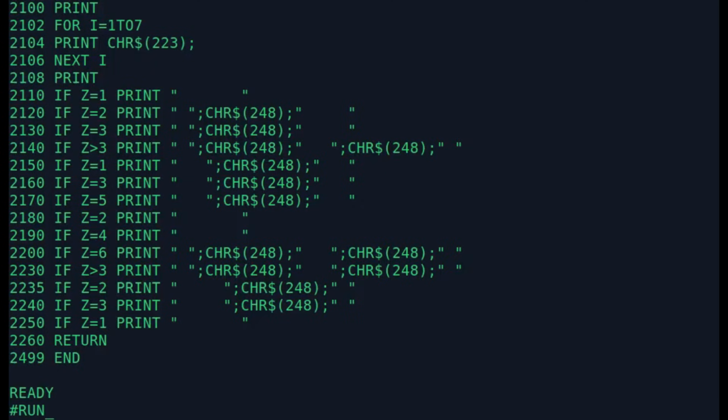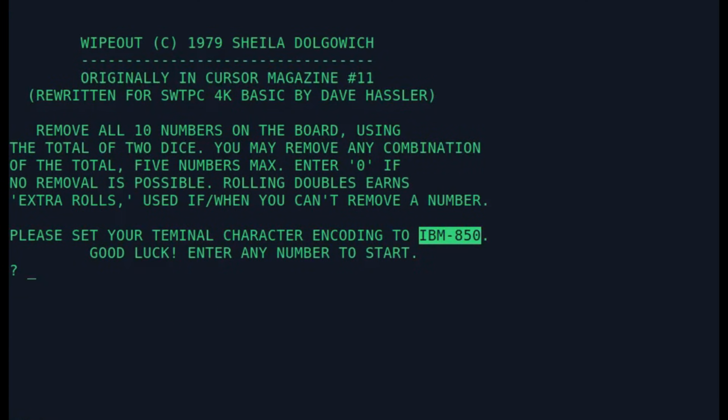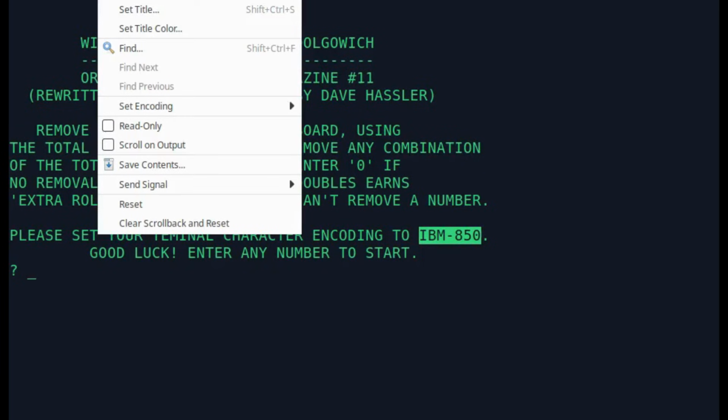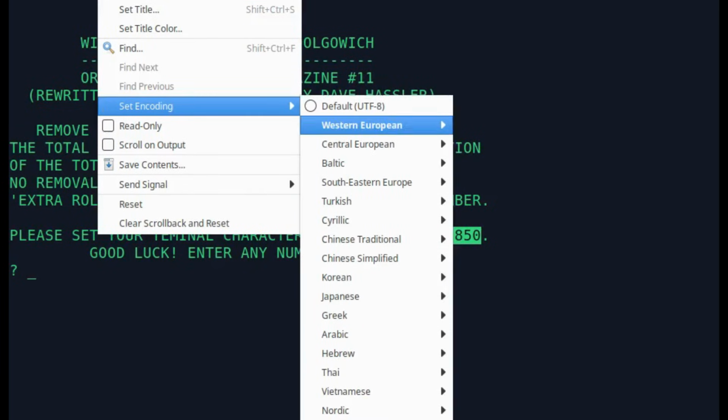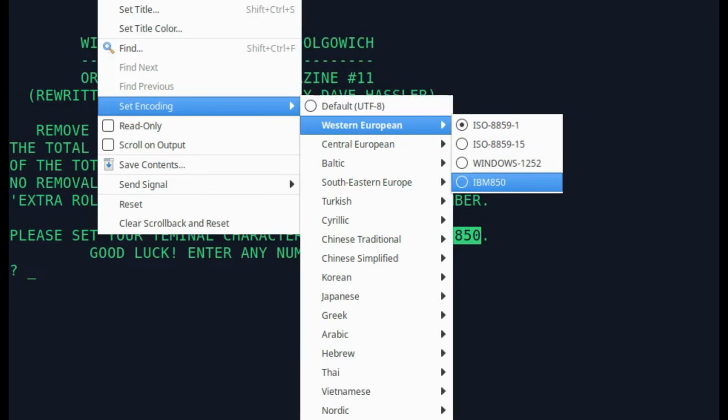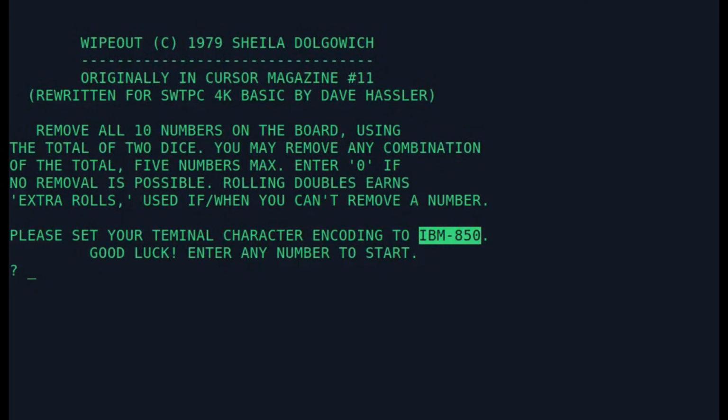And of course, it is more than capable of playing games. Ooh, let's change our terminal character set to 850. And here we go. Let's play. There.